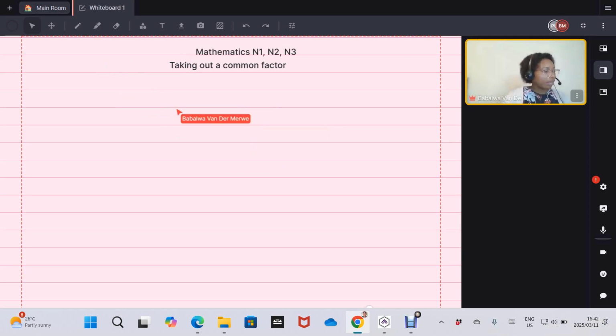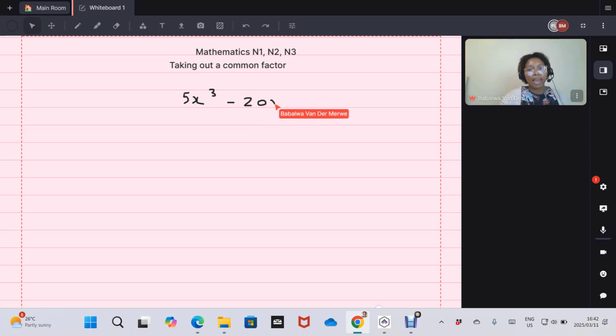Say we are given 5x cubed minus 20x squared, and they say factorize. First, let's go through the terms. In this expression we've got two terms. This is an expression because it does not have an equal sign. Terms are separated by a sign, in this case a minus sign. So you look at what is common in both of these terms.